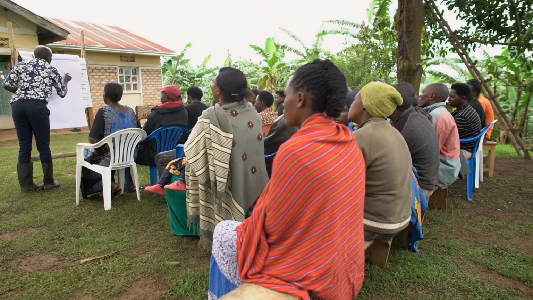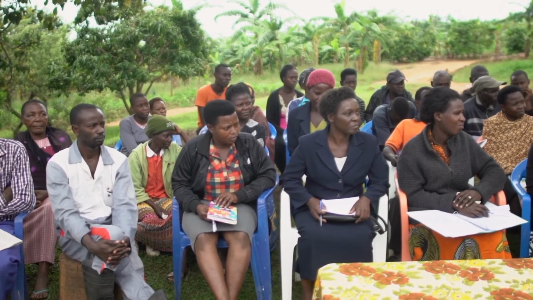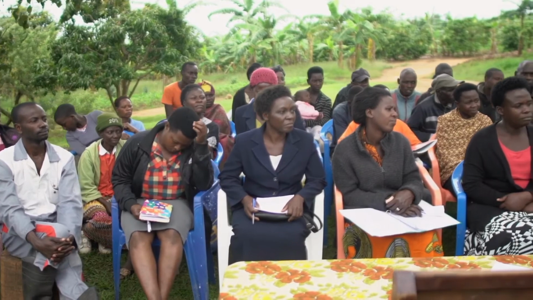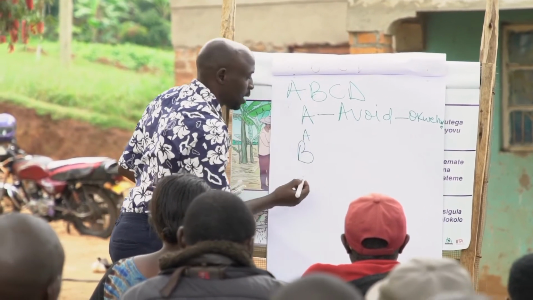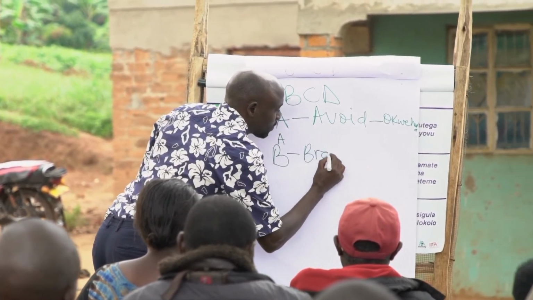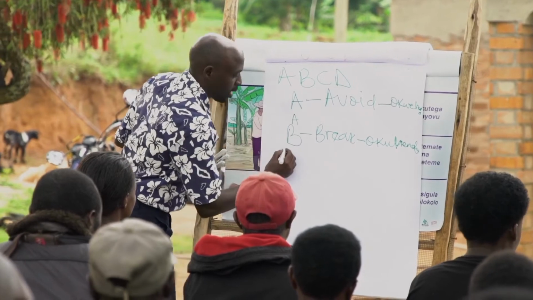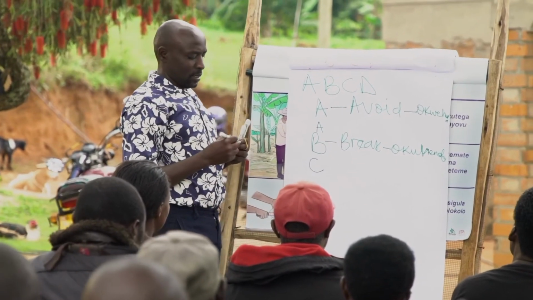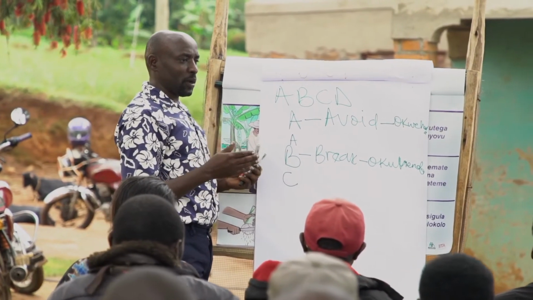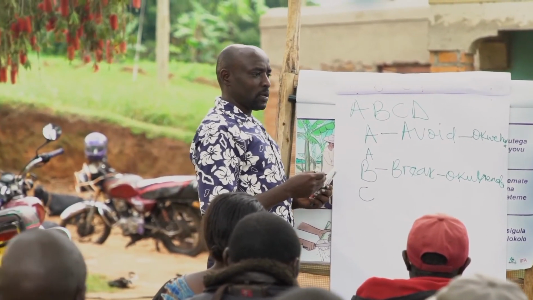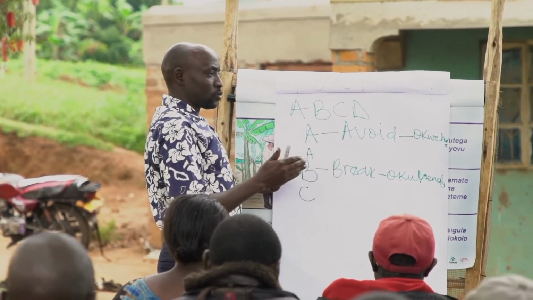Yes, avoid. Banana wilt can also be controlled when the male buds are immediately broken off after formation of the last cluster. So, B is for break. Good! Another thing you must do to control banana wilt is to cut down infected plants one by one and chop them to small pieces. So C is for cut. But remember, I also told you about the importance of chopping the cut plant to small pieces, okay? Yes. So C is for cut and chop.